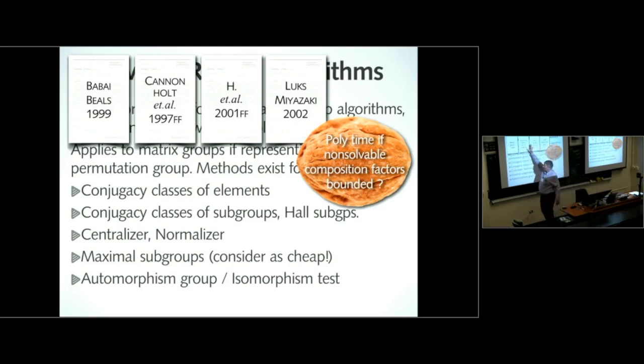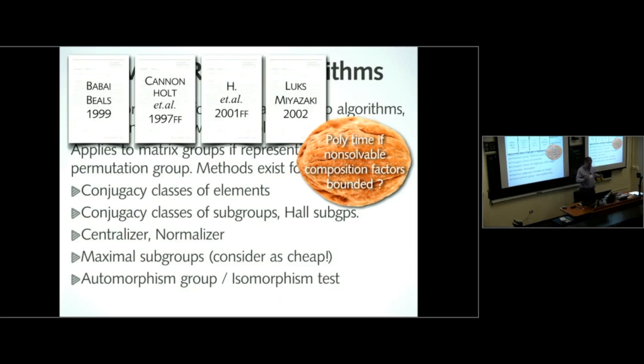These algorithms here are mainly practical considerations. They do not do any kind of complexity analysis. But they have a very interesting result. Namely, they can give a polynomial time algorithm as long as the non-solvable composition factors of the group are somehow bounded. If we say the non-solvable case is at worst this, then you get a polynomial time algorithm.